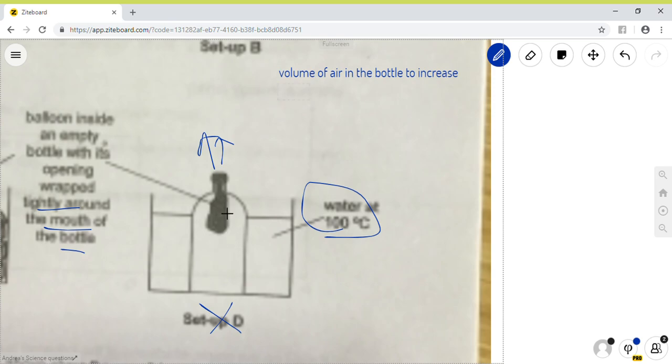Yeah, so air is pushed out of the balloon. Air is being pushed out of the balloon. So volume of balloon decreases. Mass also decreases. Yeah, that's it.